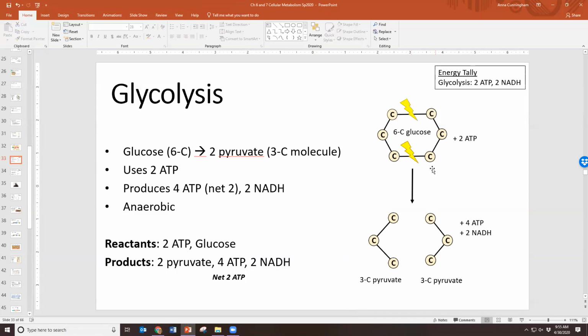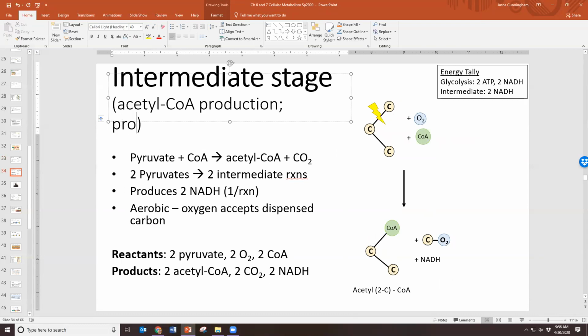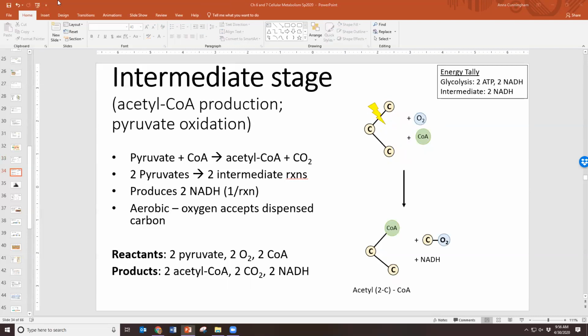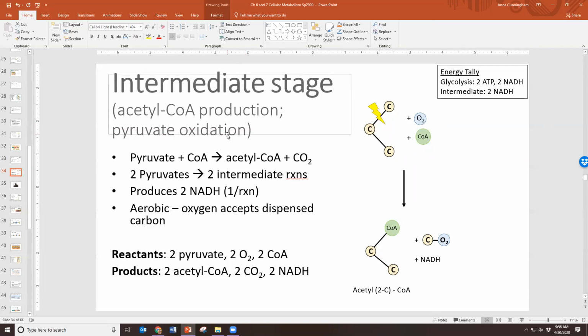All right. So now our question is, what happens to this pyruvate through cellular respiration? And the answer is, it enters the intermediate stage. The intermediate stage is called so many different things. Sometimes it's called acetyl-CoA production, sometimes it's called pyruvate oxidation. I wish science would get a consensus on what to call this, but currently everybody calls it something different. I like calling it the intermediate stage, probably because that's just how I was taught. But pyruvate oxidation technically makes a lot of sense.